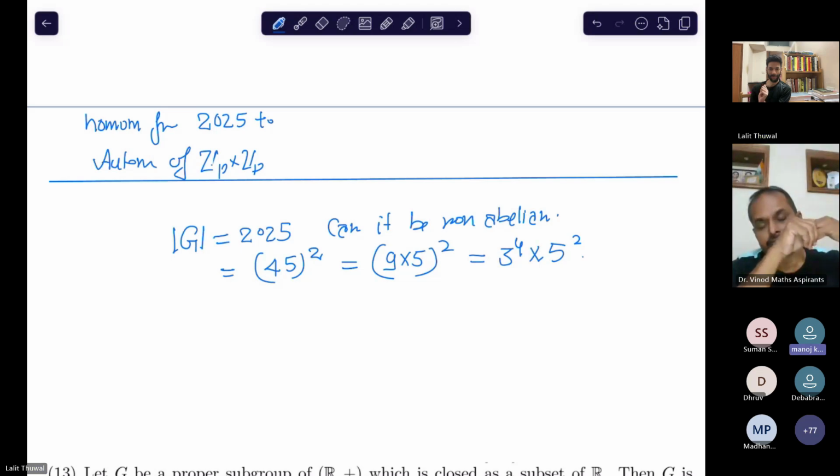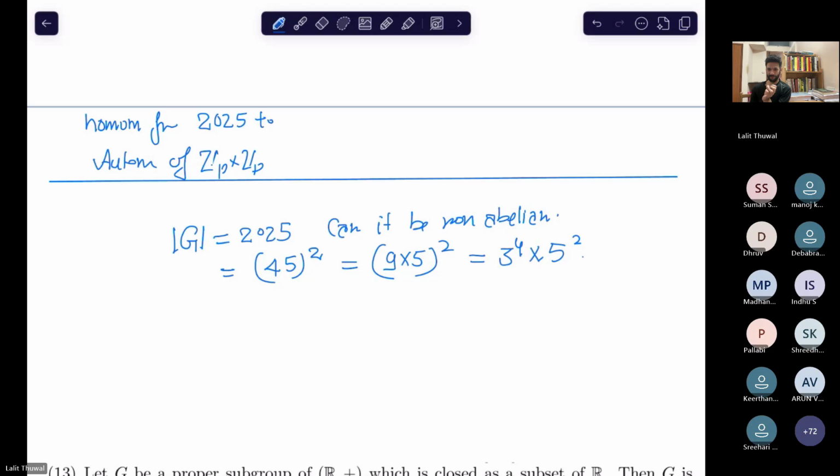A group of order 45 is isomorphic to either Z45 or Z9 cross Z5. That would be Z45. It is always abelian. But is a group of order 45 always cyclic? Don't you think so? Can you find, okay, but that would not help you decide whether or not G can be non-abelian, by the way.